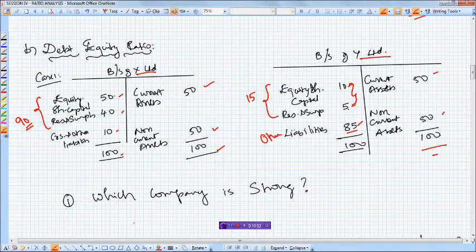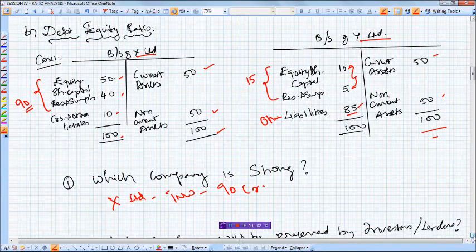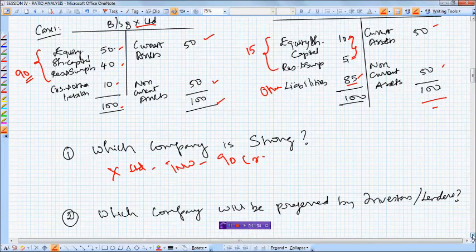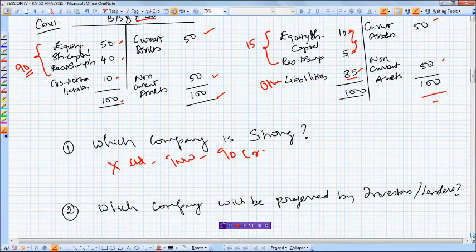If I ask you, you will be able to say X Limited is strong because its total net worth or tangible net worth is around 90 crore. Okay. Now, next question. Which company will be preferred by the investors or lenders? Which company will be preferred?